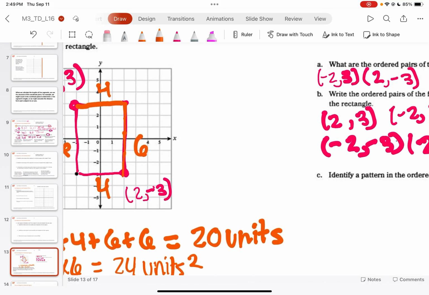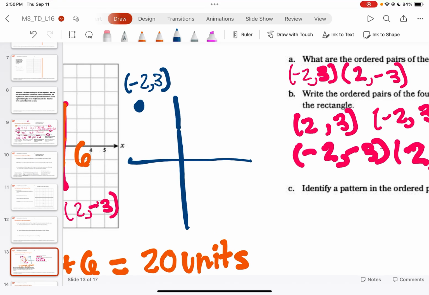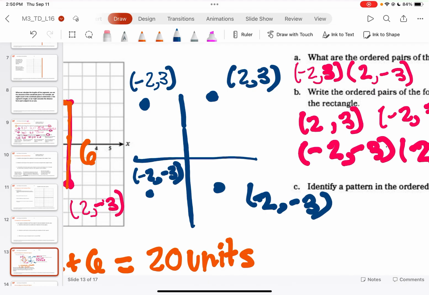All right, let's say that I'm not given the coordinate plane and I still need to find the length and width. So I'm going to go on my paper and draw out my own coordinate plane to help me. And I know that if I have a -2 and a +3, I'm going to be somewhere in quadrant 2. So I'll just make a point. If I'm +2, +3, I'm somewhere in quadrant 1. If I'm -2, -3, I'm somewhere in quadrant 3. And if I'm +2, -3, I'm somewhere in quadrant 4.